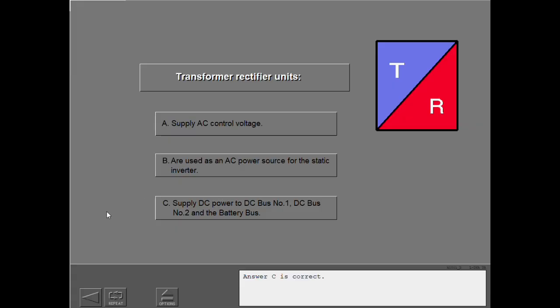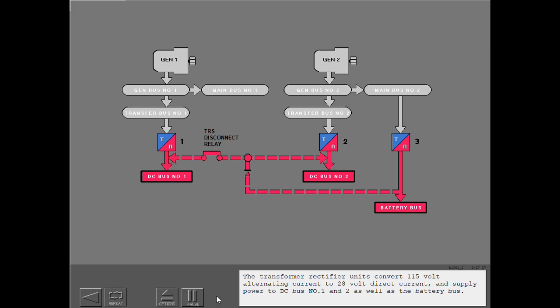Answer C is correct. The transformer rectifier units convert 115-volt alternating current to 28-volt direct current and supply power to DC bus number 1 and 2 as well as the battery bus.